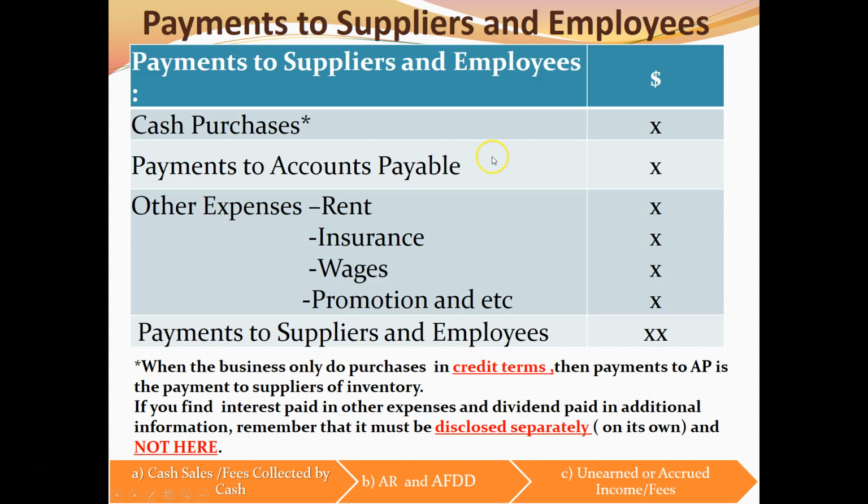We have to open accounts payable as well as inventory to find how much we pay to our credit suppliers, as well as other suppliers under other expenses. After we get that, we total them up, and this is the amount that we get. Same thing: if the business only does purchases on credit terms, then we only need to write this payment to accounts payable, which is our suppliers for inventory only.